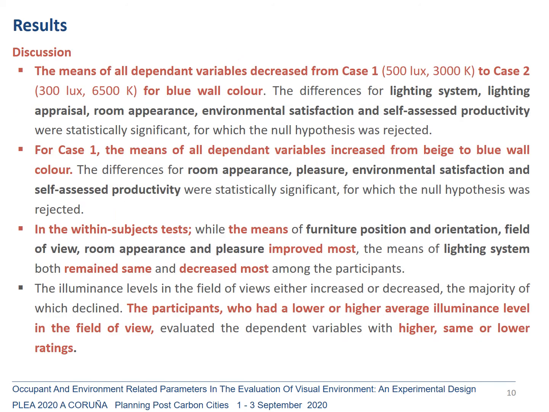So the means of all dependent variables decreased from case 1 to case 2 for the blue wall color. For case 1, the means of all dependent variables increased from beige to blue wall color. In the within subject test, the means of these variables that you see improved most, but the means of lighting system either remained the same or decreased most among the participants. And the participants who had a lower or higher average illuminance level in the field of view evaluated the dependent variables with higher, same, or lower ratings.